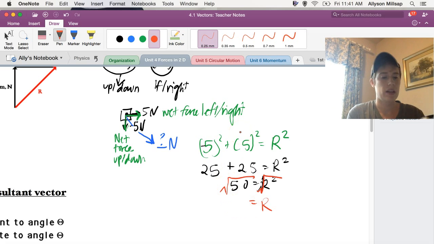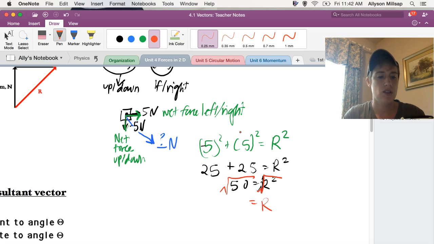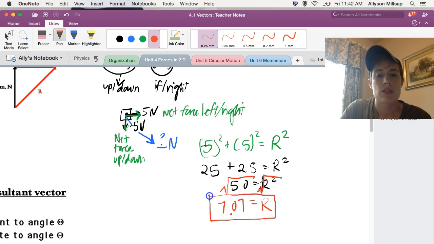And so in your calculator, you're going to hit second, square root, and put in 25. Whoops, that's not right. I have to take the square root of 50, I'm sorry, and it gives me 7.07. So that is my resultant force. That means my net force is actually 7.07 newtons in this downward and rightward direction.